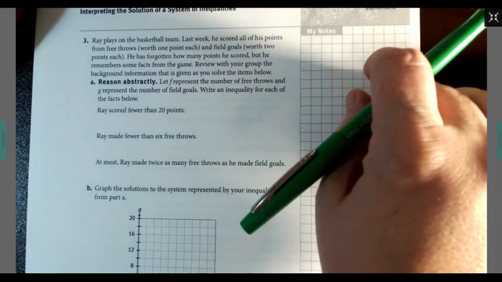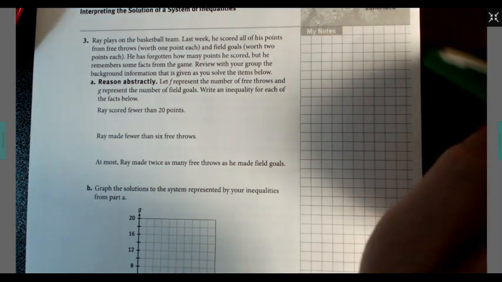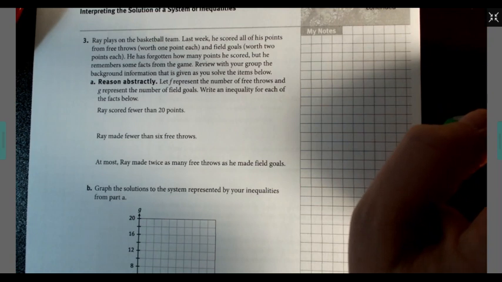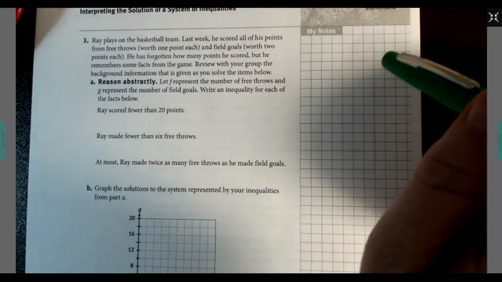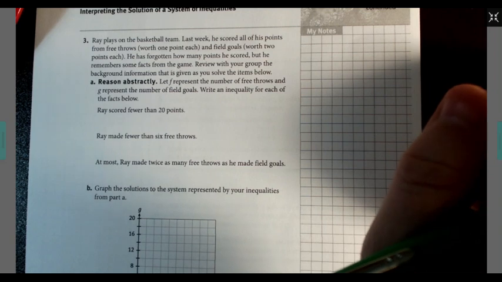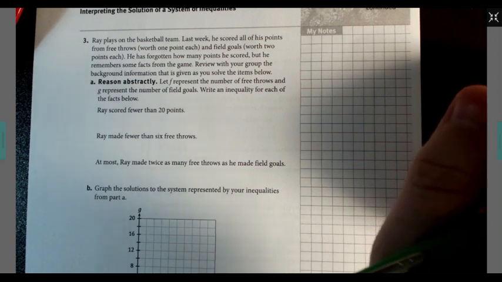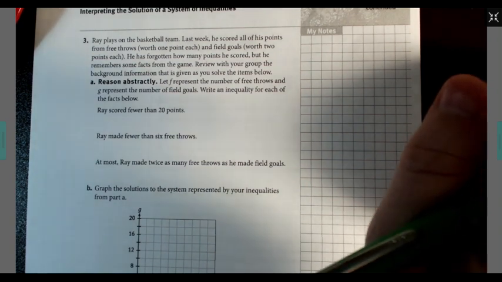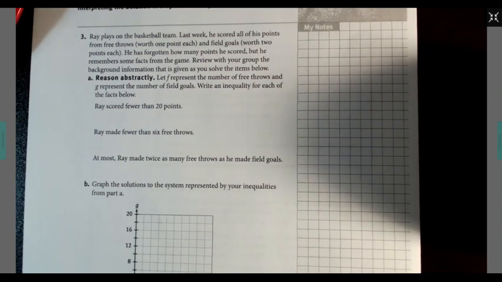Question 3. Ray plays on a basketball team. Last week, he scored all of his points from free throws, worth 1 point each, and field goals were 2 points each. He has forgotten how many points he scored, but he remembers some facts of the game. Review with your group the background information that is given as you solve the items below.